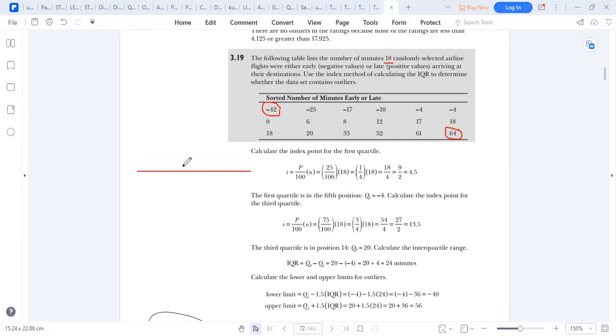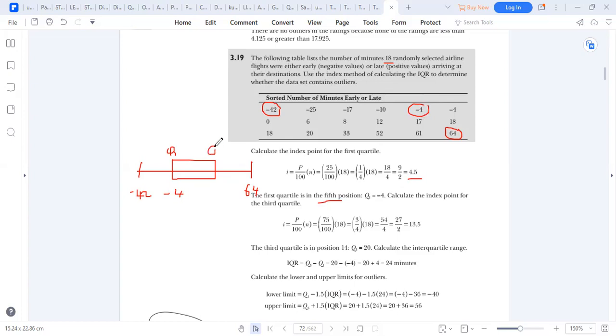Although you're not being asked to draw here, I just want you to illustrate it for the benefit of understanding the concepts. Negative 42, and here we have 64. So quarter 1 is a quarter of what? 18. A quarter of 18 is giving us 4.5, to the nearest, the 5th position. 1, 2, 3, 4, 5. So we have negative 4 here.